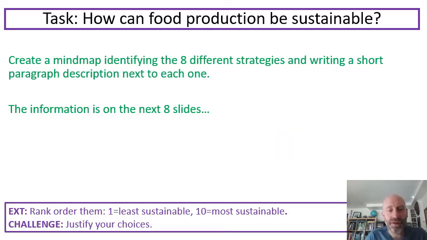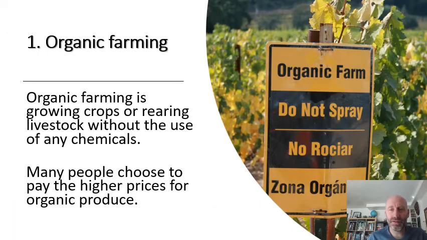So the first piece of work then is I want you to create a mind map or a table again, identifying the 8 different strategies and writing a short paragraph describing each one. Okay, so a description of those strategies and looking at what each one is and how it works. And then what would be ideal is also including a bit of information about what makes this sustainable. Why is this more sustainable than the alternatives?